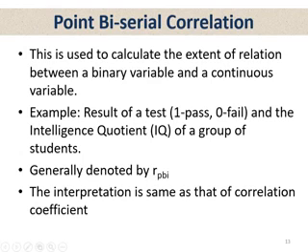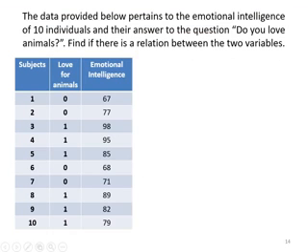So we go to the formula directly. This is the situation. The data provided below pertains to the emotional intelligence of 10 individuals and their answer to the question, do you love animals? Find if there is a relationship between the two variables. So these are some subjects. We have randomly taken 10 subjects, and some of them love animals, some of them don't, and these are their emotional intelligence scores measured separately with a different psychological instrument. We have this data set.